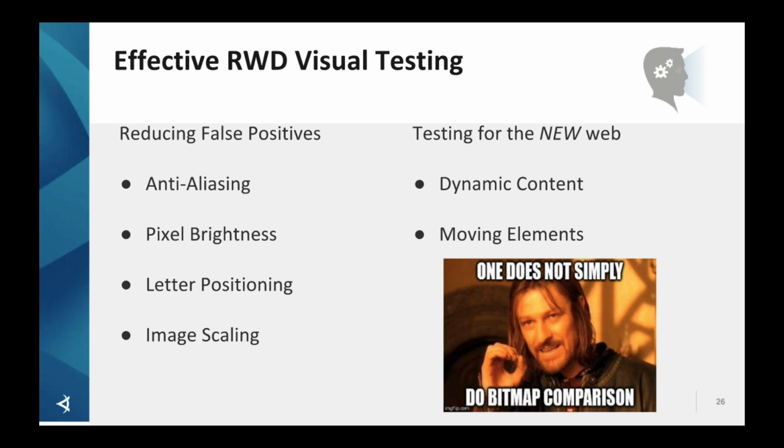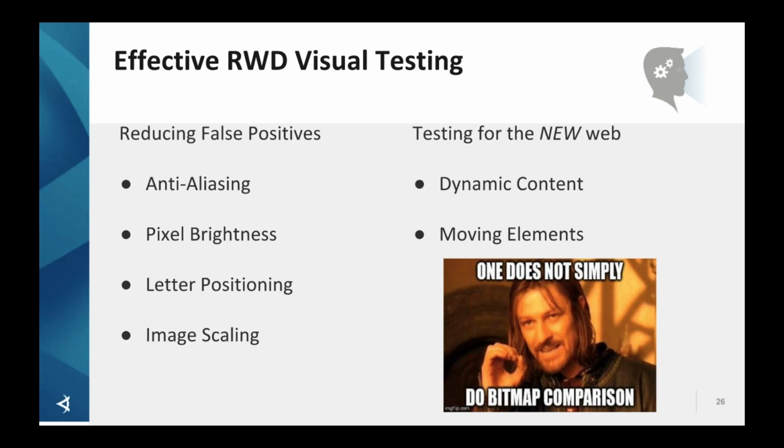These are things around anti-aliasing, pixel brightness, letter positioning, even image scaling. Those are false positives in many user experiences, and any kind of non-robust, straightforward bitmap comparison will catch those things and tell you, hey, these are all visual bugs, and so that'll make your workflow around visual testing a bit inefficient without having a robust engine to catch those things.